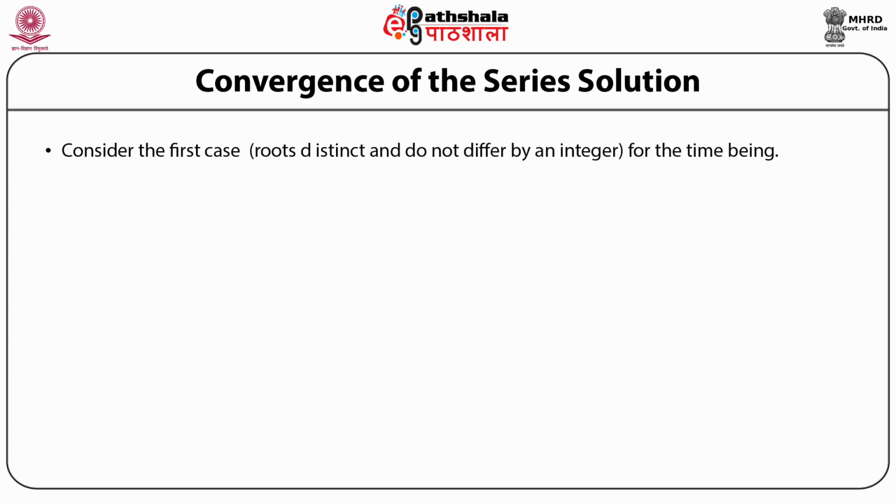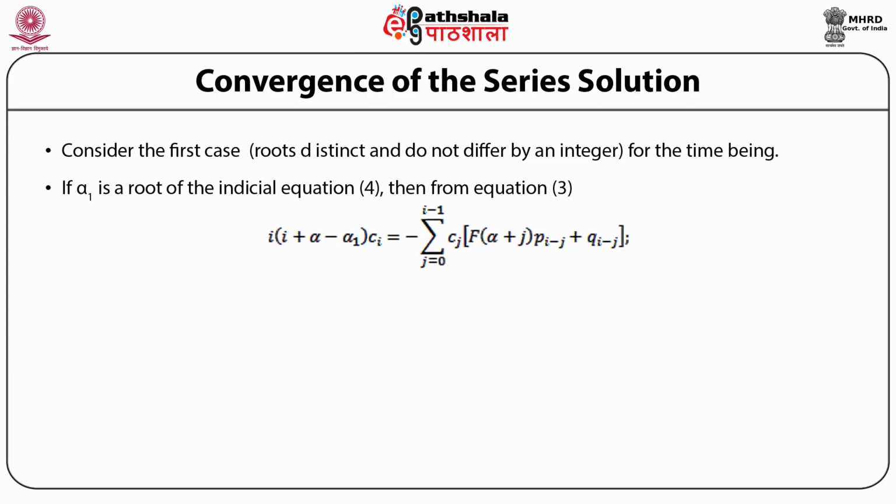Here, we consider the first case where the roots are distinct and do not differ by an integer. If alpha 1 is the root of the indicial equation given by 4, then from equation 3 we have i multiplied by (i + alpha - alpha 1) times Ci is equal to minus the summation of j going from 0 to i minus 1 Cj multiplied by within the brackets f of (alpha + j) p_{i-j} + q_{i-j}.